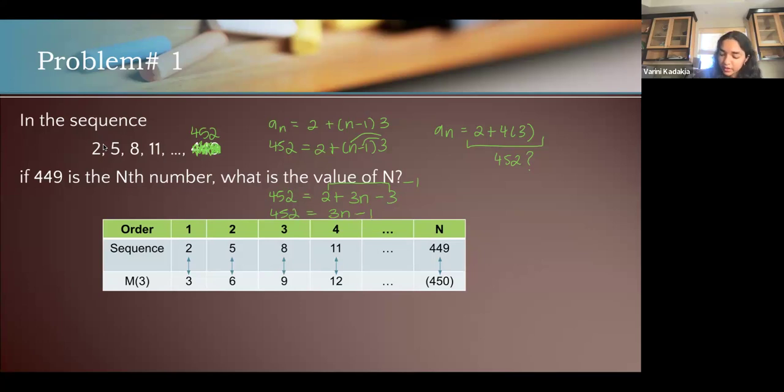Okay, so now what do we do? We bring the 1 on the other side, right? So we get 453 equals 3n, and we divide by 3. So if we divide 453 by 3, how much do we get?